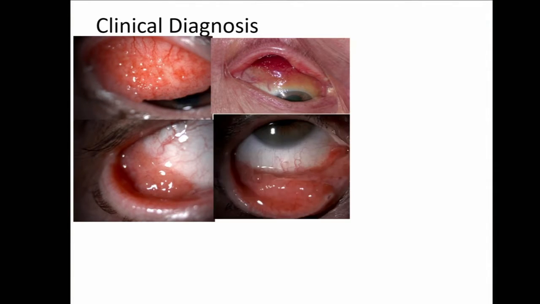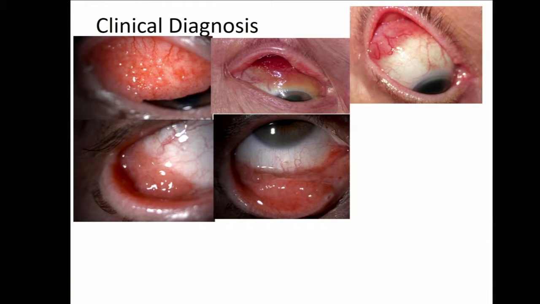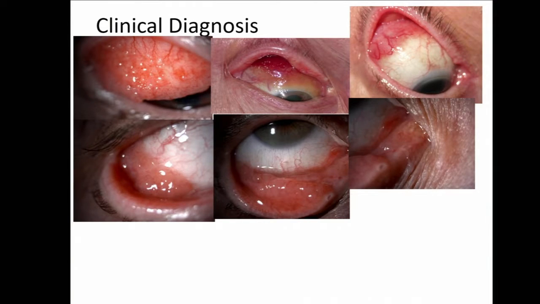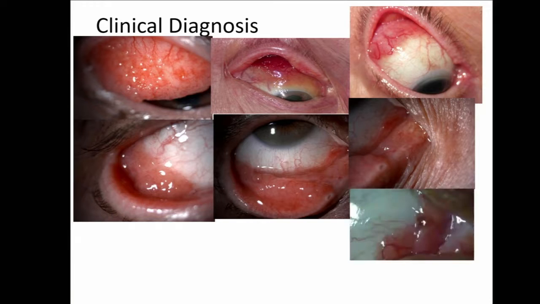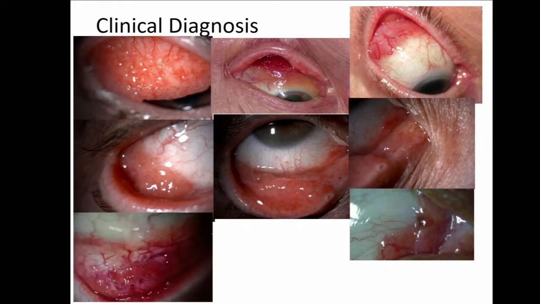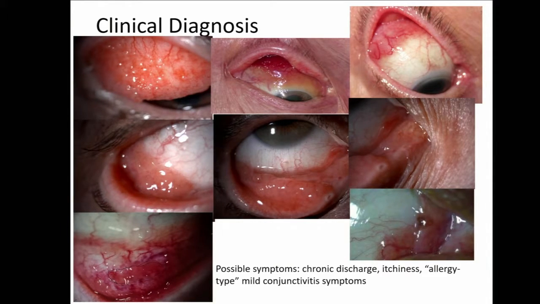Eversion of the upper eyelid is really important for finding the full extent of conjunctival lymphomas. The entire ocular surface needs to be inspected. Sometimes you could have a lesion that's quite small, just limited to the caruncle, or just a small follicular infiltrate. In all of these cases, of course, the patient could have some symptoms. You might have chronic discharge, itchiness, allergic type conjunctivitis symptoms, but it could also be quite asymptomatic in some instances.